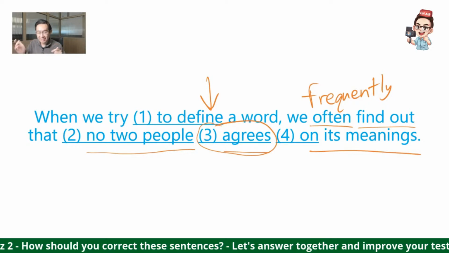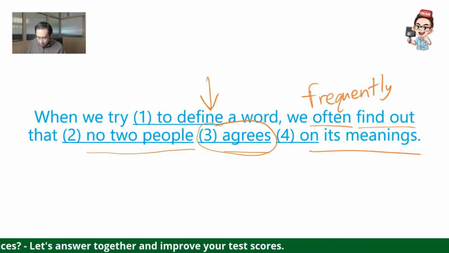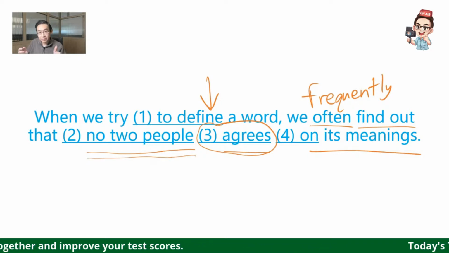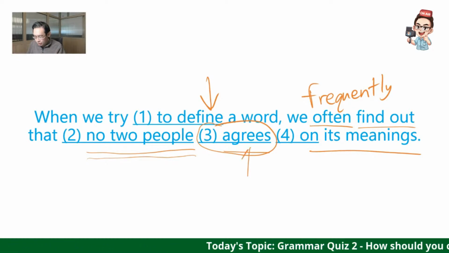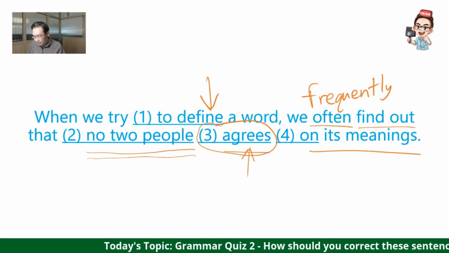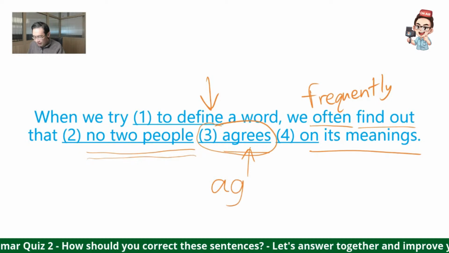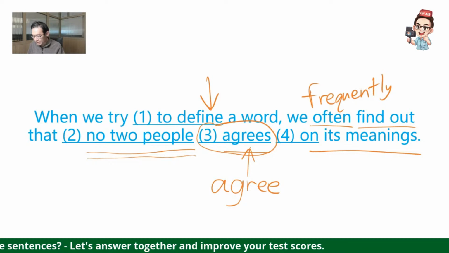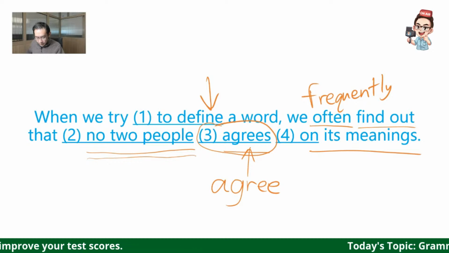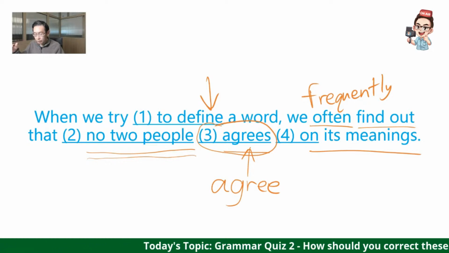You are correct. Why? Because here we are talking about no two people, which is plural. We are talking about more than one thing. So the verb needs to be a plural verb, right? So we should correct it to what? Agree without the S. Okay. Yep. So that's the correct answer. We remove the S because remember, this is a plural noun, people.